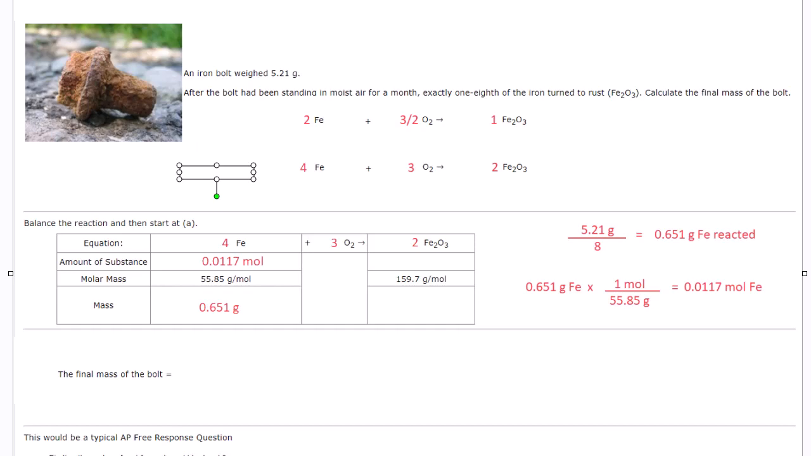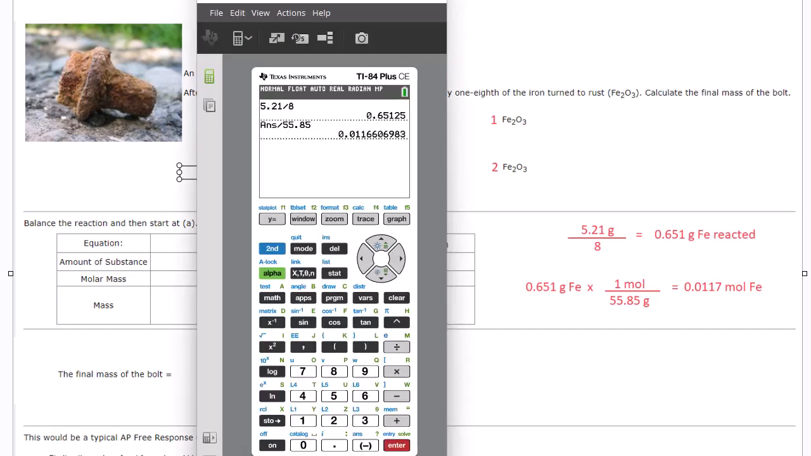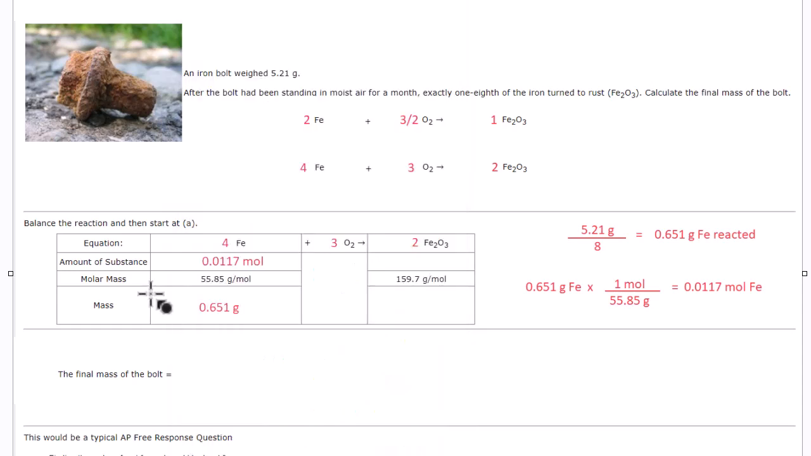I'll put my calculator up. I didn't need all those digits, so I just put 0.0117. You can see we've got a smaller amount, and I've got it underneath my iron. And one of the nice things about a table like this, it helps you organize stuff. You say, okay, here's my 4 iron. And you know that on this table, the moles of substances follow the coefficients. If we have a 4 here and a 2 here, it's going to be half that amount. You know this mole of iron, 0.0117, is going to be half of that when it turns into iron 3 oxide.